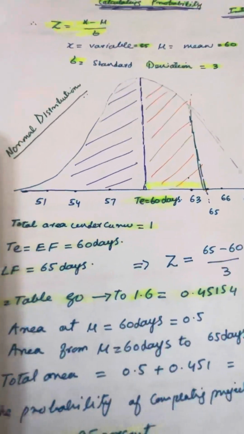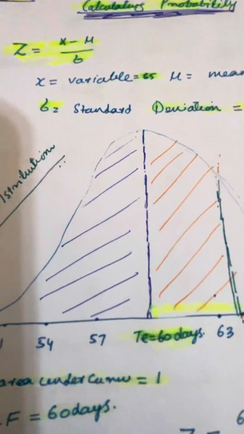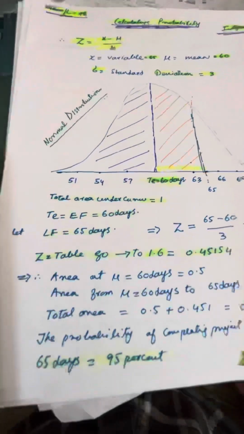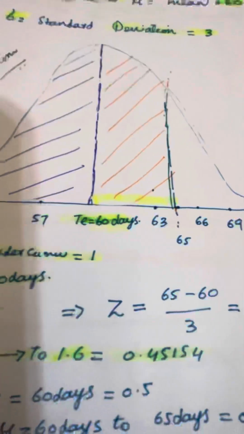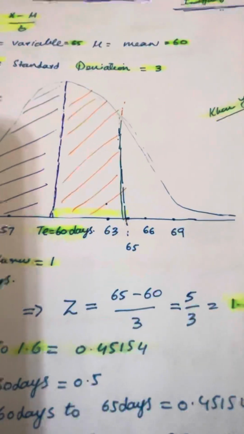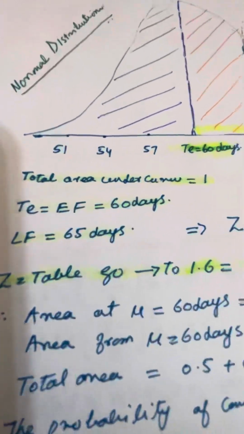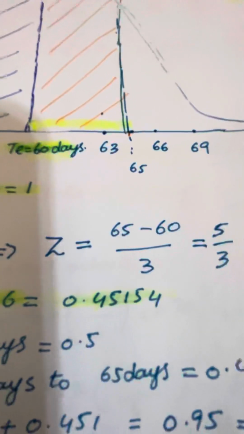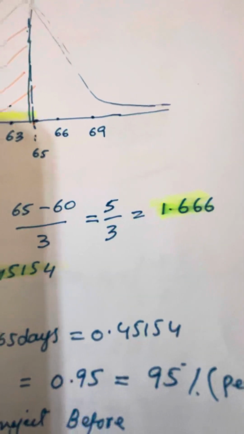This is what we have covered today: how to calculate the z value, z equals x minus mu over sigma. X is the variable, mu is the mean, and sigma is the standard deviation, the square root of the variance. This is the normal distribution I have done for the project. Our earliest finish is 60 days and our latest finish is 70 days. We decided to complete our project before 70 days, let's say 65. So I calculated the area using the formula: 65 minus 60 divided by 3.